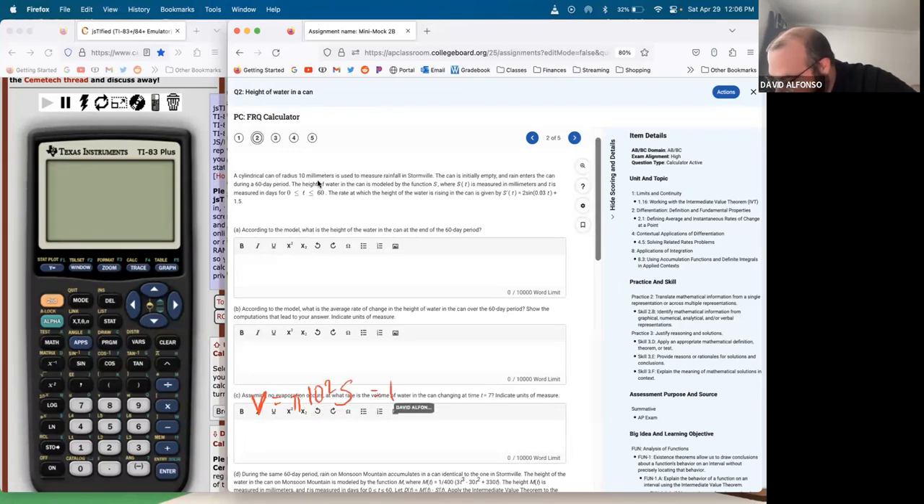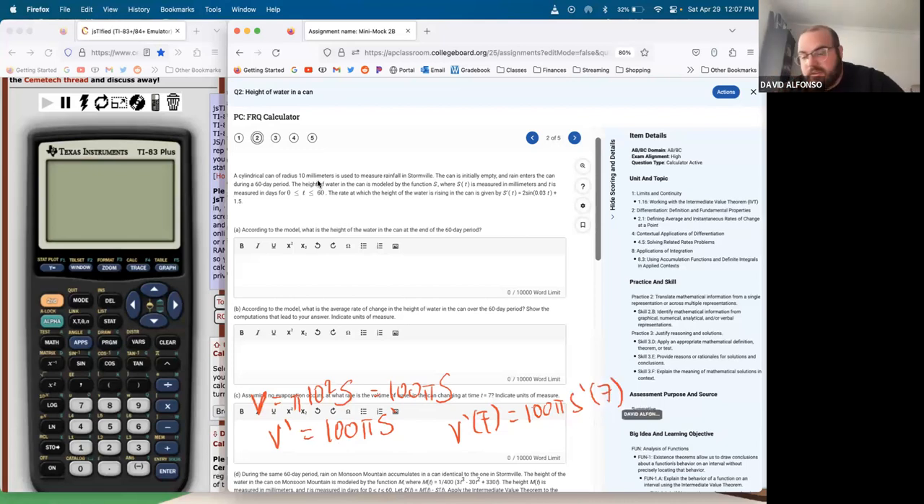Right, which would be 100 pi S. So V prime would be equal to 100 pi S prime. So V prime of 7 would be 100 pi S prime of 7. So that value that we calculated, you need to multiply by 100 pi. And that gives us 602.218. So oopsies.